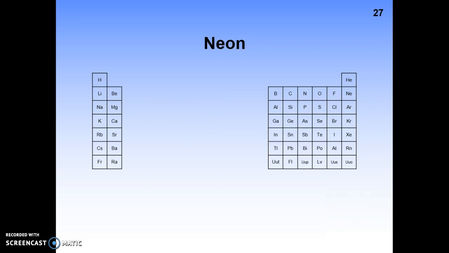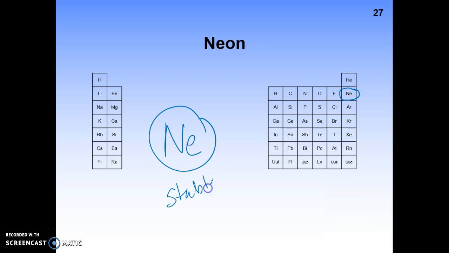So neon, is neon going to form an ion? And the answer is no. Neon is already a noble gas, so neon will never have a charge. It will just always be neon. It's already stable because it's already full. It has no need to lose or gain.